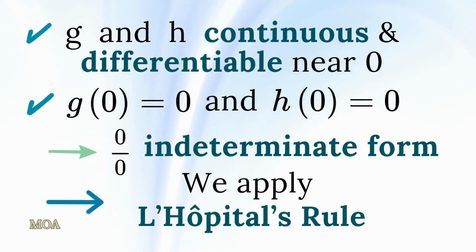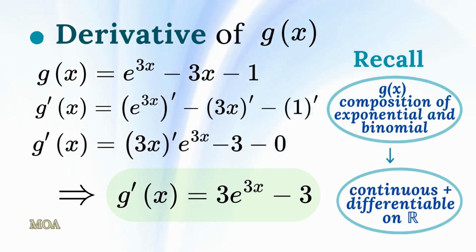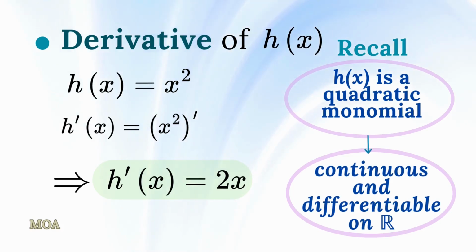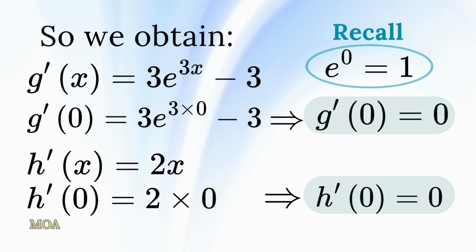In this second step, we apply L'Hopital's rule to evaluate the limit. This means we replace the original numerator and denominator with their derivatives. Now, in the third step, let's compute those first-order derivatives. The derivative of g(x) is 3 times e raised to the power 3x minus 3. The derivative of h(x) is 2 times x. Now, let's evaluate both derivatives at x equals 0.